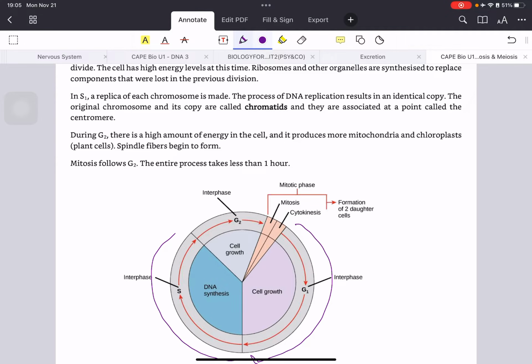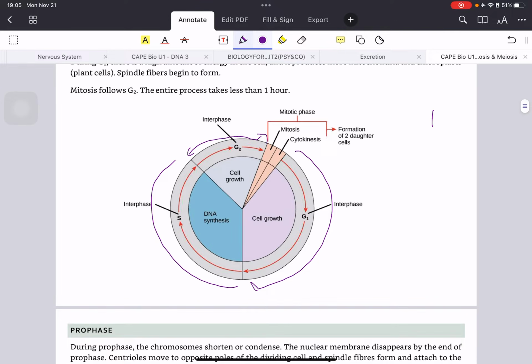And then finally G2, which is, as you can see, is a short process. There's a high amount of energy in G2, and it produces more mitochondria to keep the high energy going, and chloroplasts as well, if this was a plant cell. And spindle fibers begin to form here. So we know about the spindle fibers, and they are very important in pulling apart the chromosomes during division. Okay. So this process of mitosis essentially follows G2. Okay, and we know these steps, and we have our little thing here, IP mat.